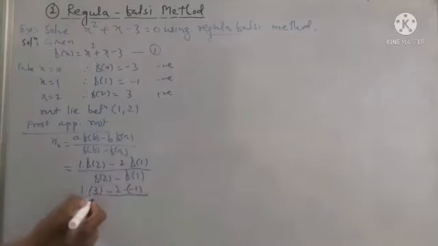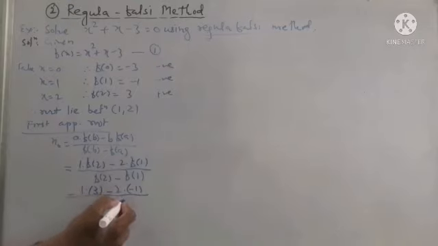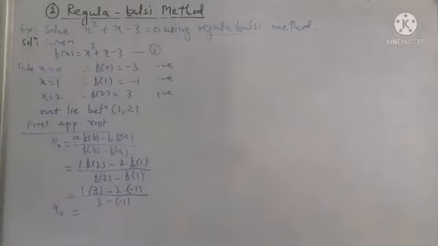In the denominator we take 3 minus minus 1. Now simplifying this, we get the value of x0 as 1.25. As you understand, this is the first approximate root.